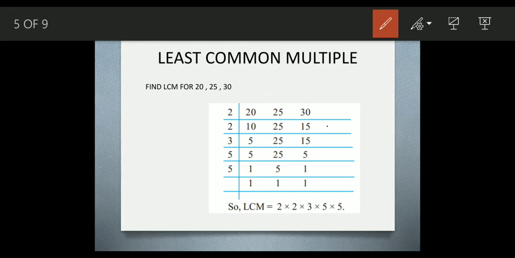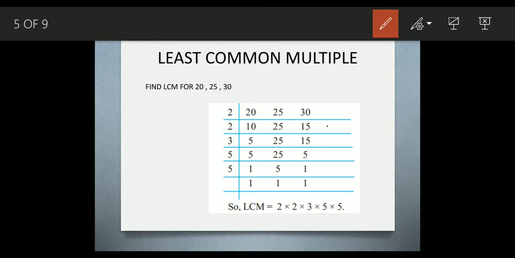Clear? Now again 10, 25 and 15, I'll go for the 2 table again. So how many 2s are 10? 5 2s are 10, so I'll write 5 here. Now 25 will remain as it is. 15 is also not possible in the 2 table, so 15 also will remain as it is. Now what table can I go for? I can go for the 3 table or the 5 table. So first I'll finish it off with the 3 table.